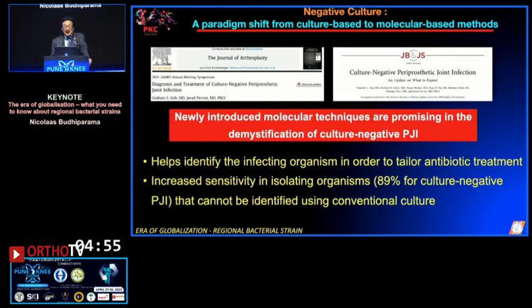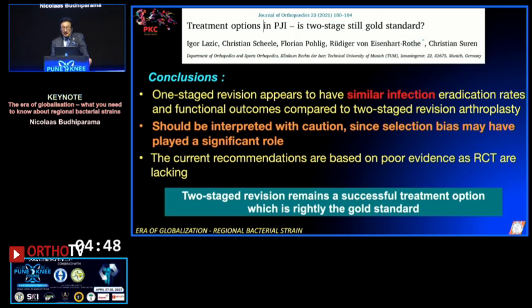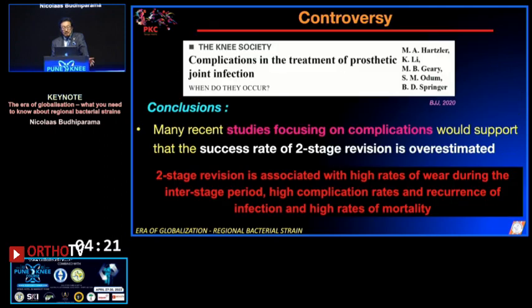And we know that the negative culture is a paradigm shift now, from culture-based to molecular-based methods. But as you know, in the United States, they don't believe in the 1 stage, and even one of the European researchers shows here that 1 stage has similar infection rates, but should be interpreted with caution since selection bias may have played a significant role. So they claim that 2-stage revision is still the gold standard.